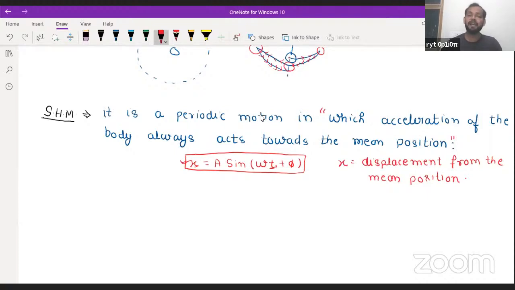Now, what is A? A is nothing but the maximum amplitude during SHM or vibration.